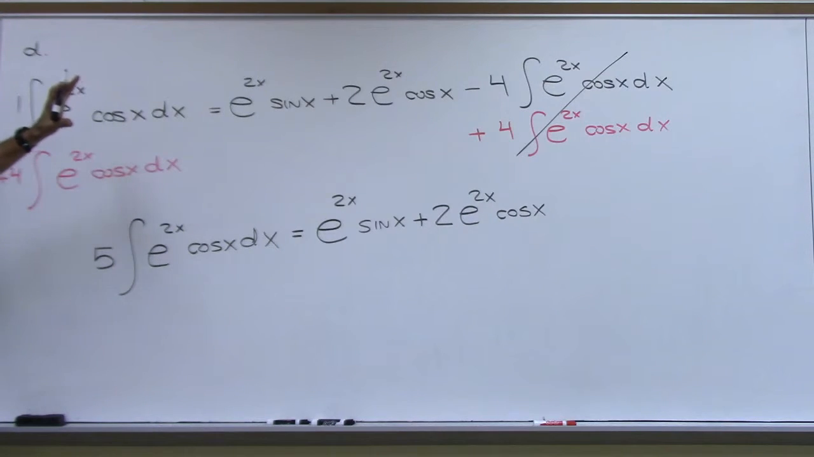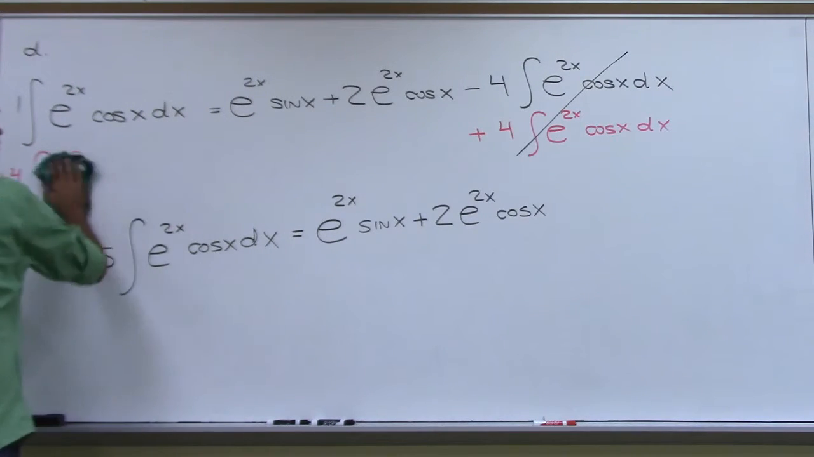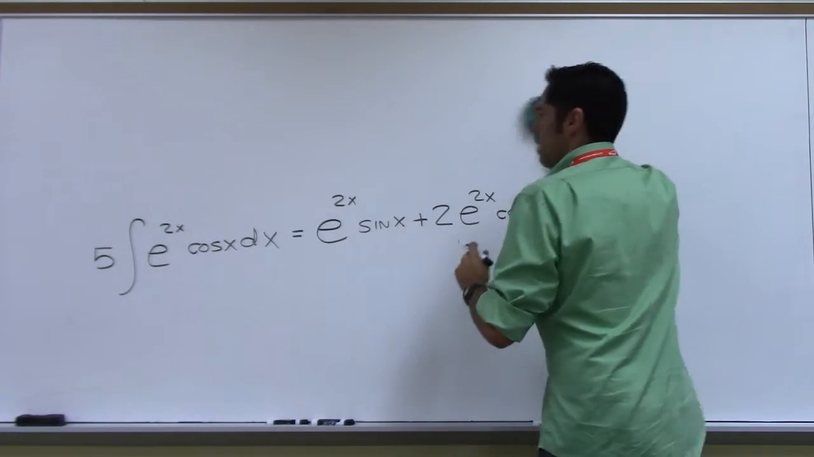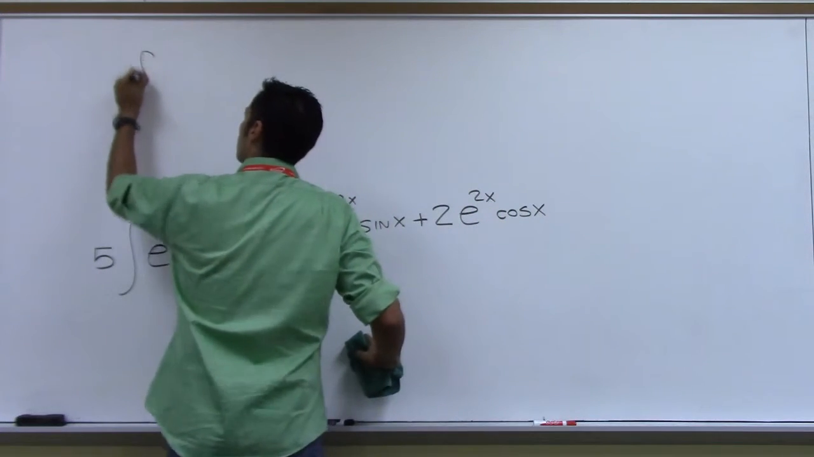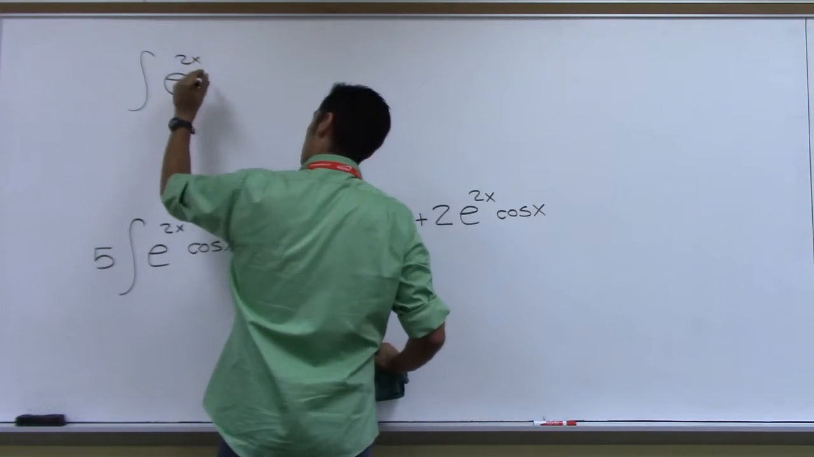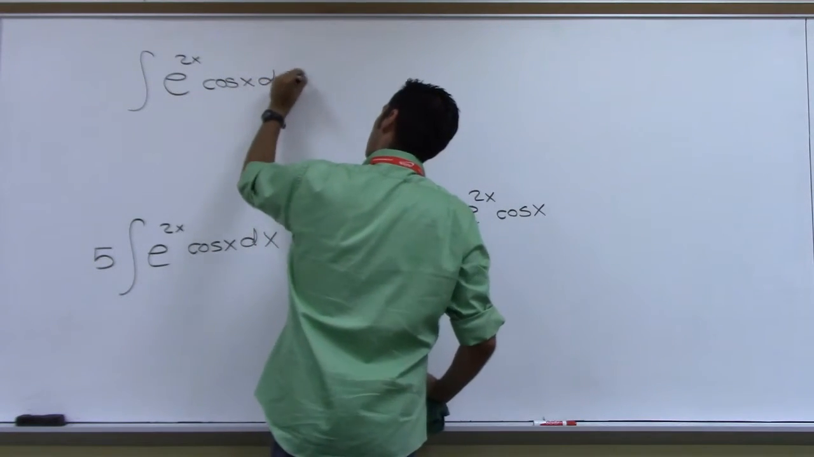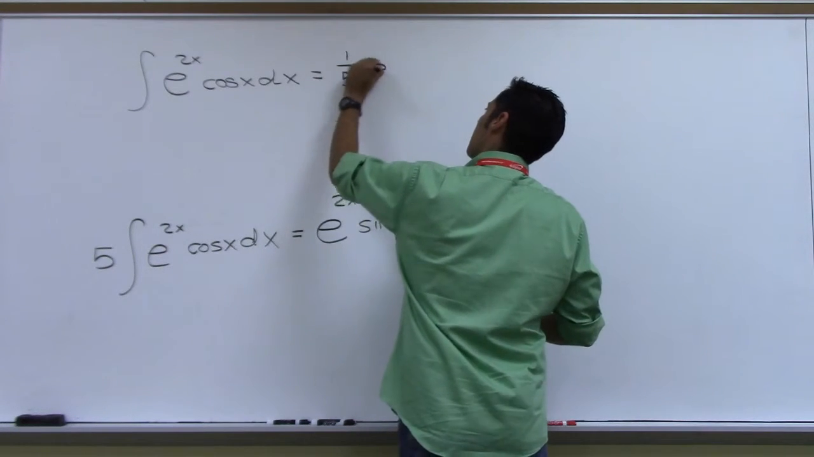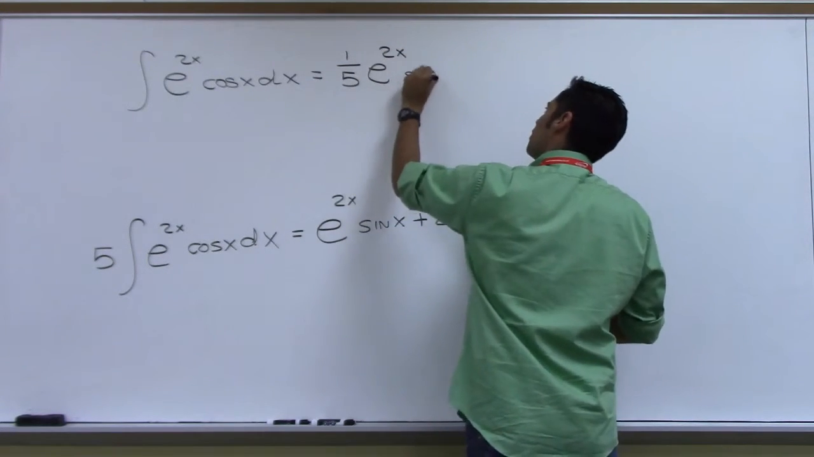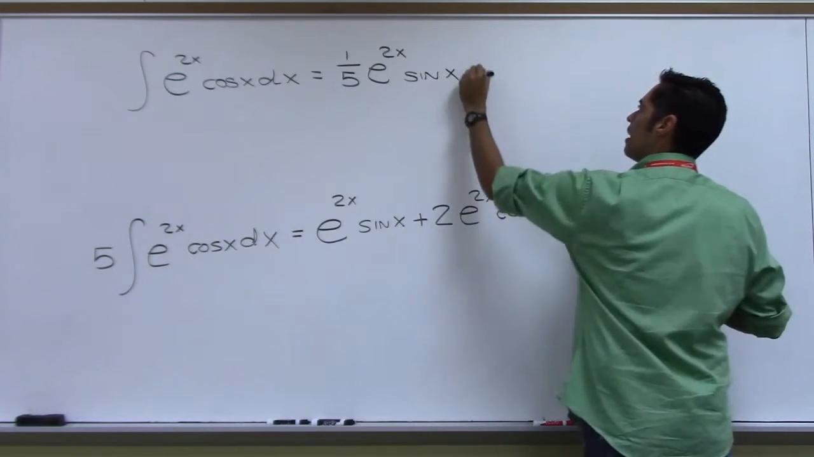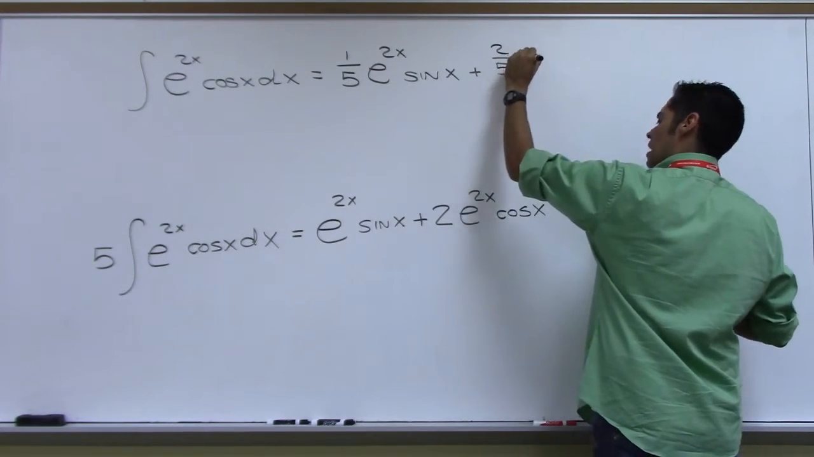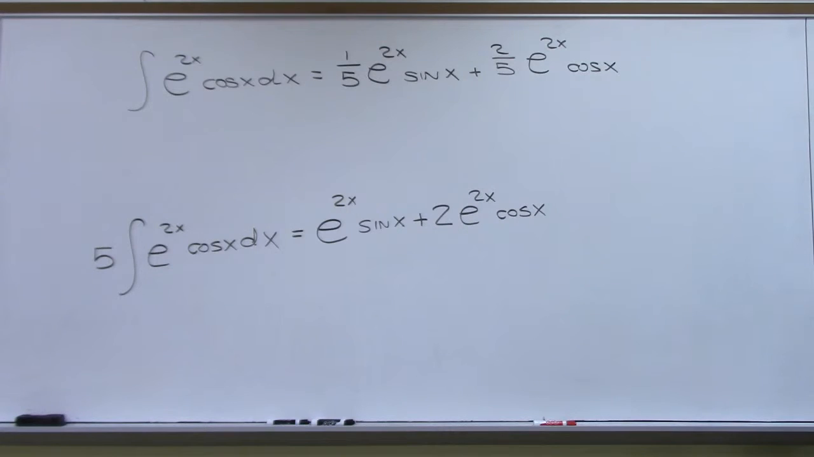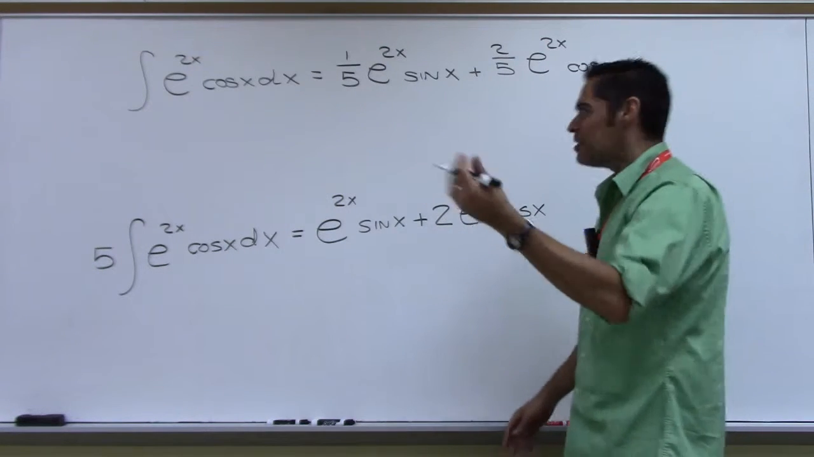Can I erase what's up on top? All right. So multiplying the left side by 1/5, I get integral e to the 2x cosine x dx. Multiplying this times 1/5, I get 1/5 e to the 2x sine x. And multiplying this times 1/5, I get plus 2/5 e to the 2x cosine x. And then there's something missing. Who said that? Christy, you remembered it.